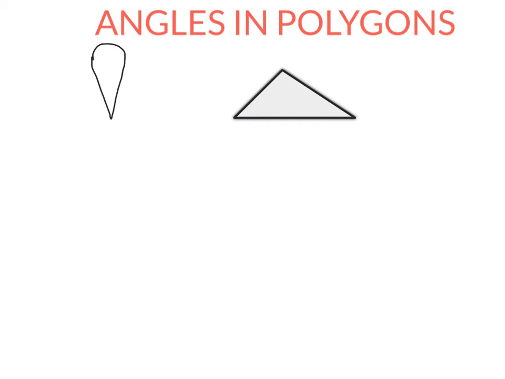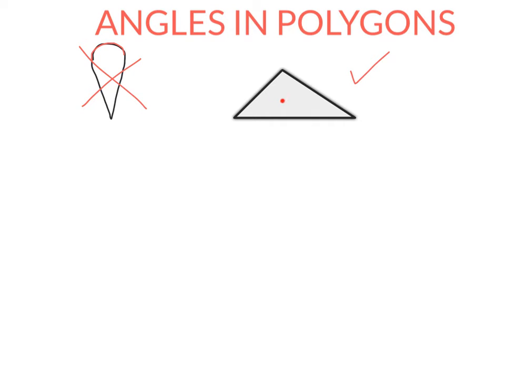Thank you so much for tuning into this video in which we look at angles in polygons. A polygon is just a shape with many sides. Note, curved lengths like this don't count as sides, so this shape here is not considered a polygon. The simplest polygon is a triangle. All triangles are polygons. So let's look at what the angles inside a triangle add up to.